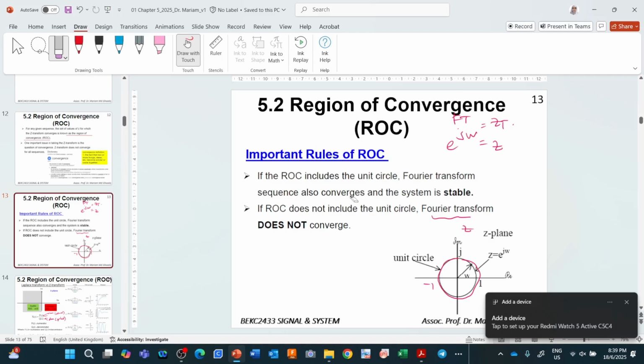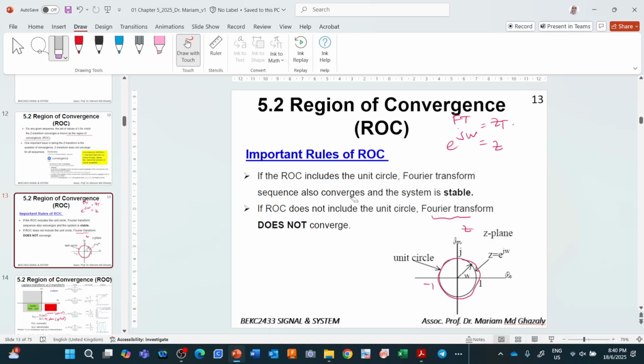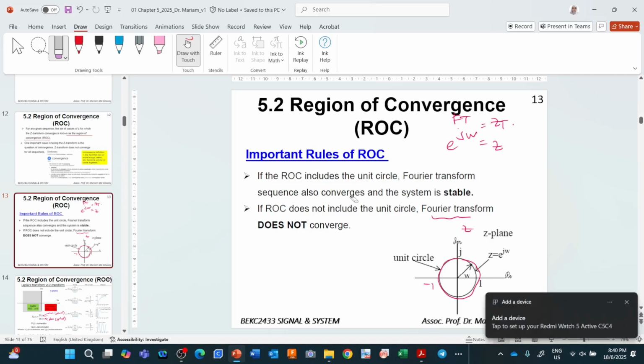The region of convergence. Unit circle. Unit circle. This is the Z plane. Real. Imaginary. Where is 2 inside this plotting? Where? Draw it. Because I feel that students don't know how to draw it. Where is 2 in that plotting?